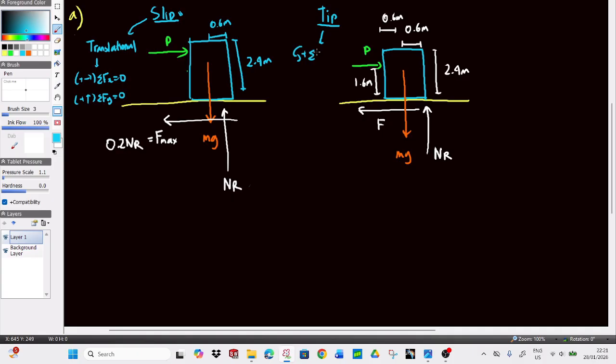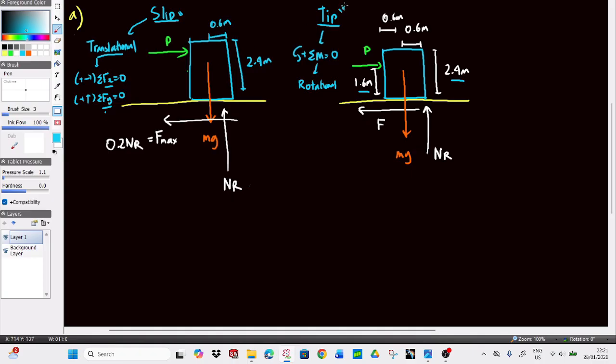So summation of moment equals 0. It's rotational, more rotational actually. So for the tip case, I added the dimensions for easier reference. But for the slip case, I didn't really add the dimensions because it's mostly a translational case. It's just moving in the X and Y. So I would say it's fairly simple.